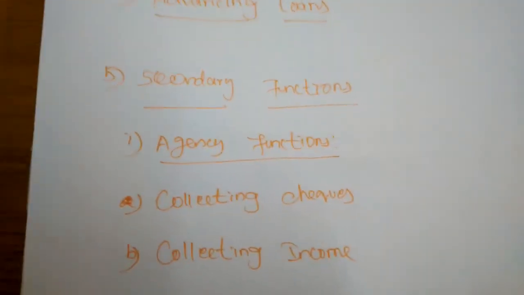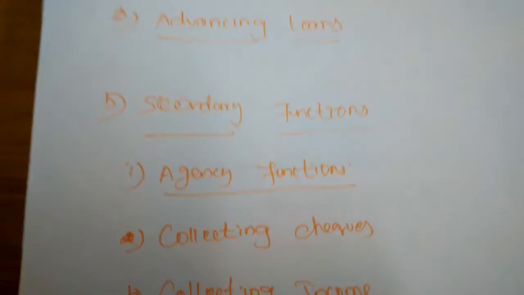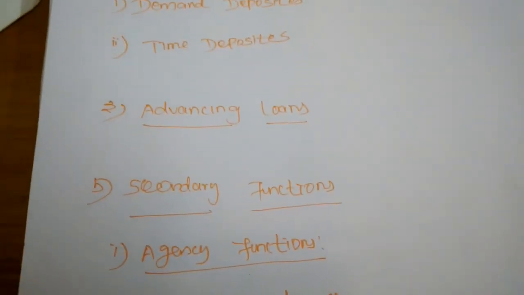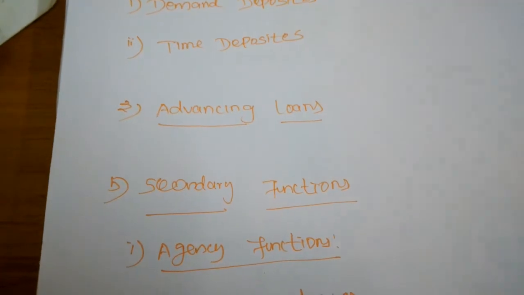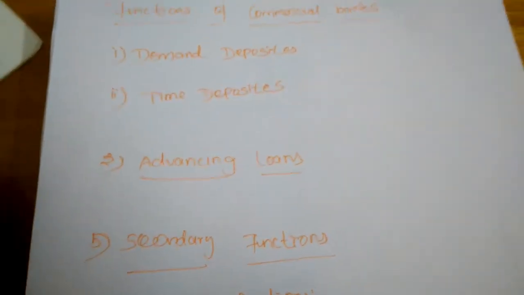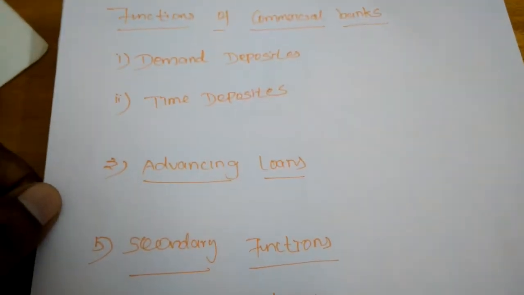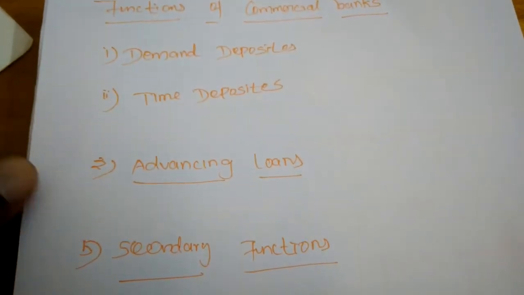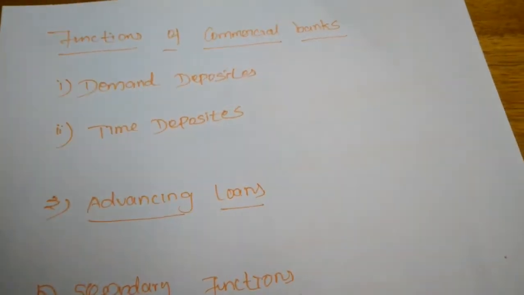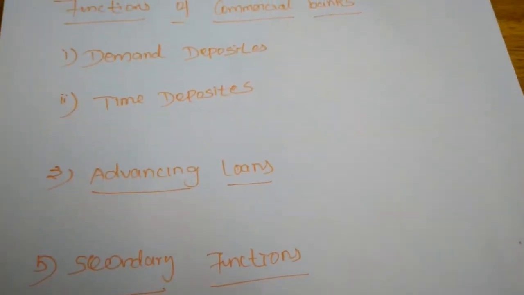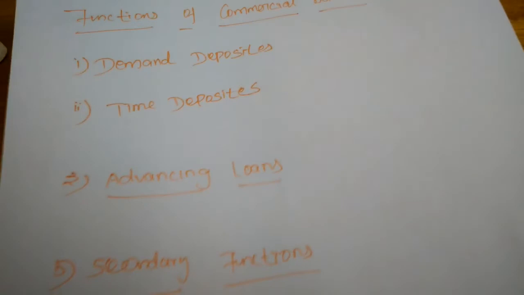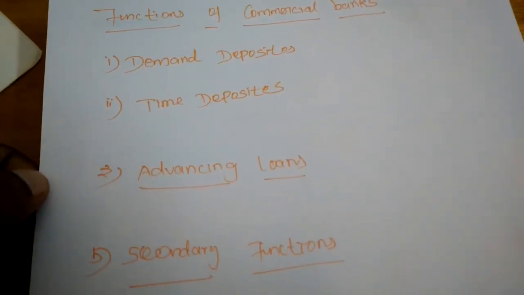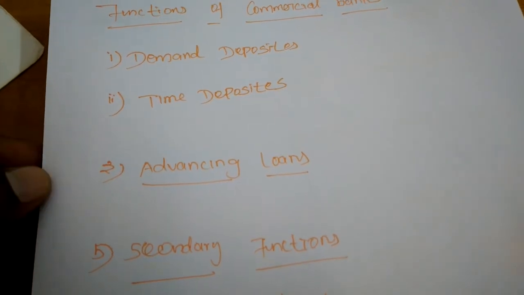Next, secondary functions. The first three functions are the primary functions: demanding deposits, accepting deposits, and advancing loans. By receiving deposits from the public, the bank provides loans to entrepreneurs and other types of consumers. So it creates savings on one side, and provides the money on the other side.